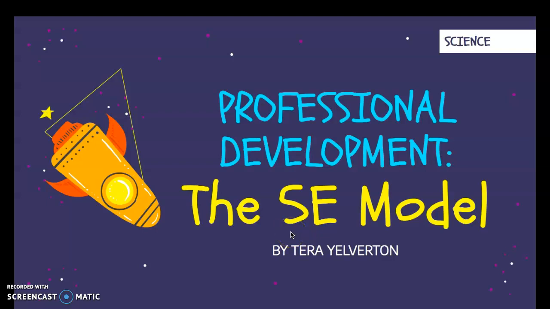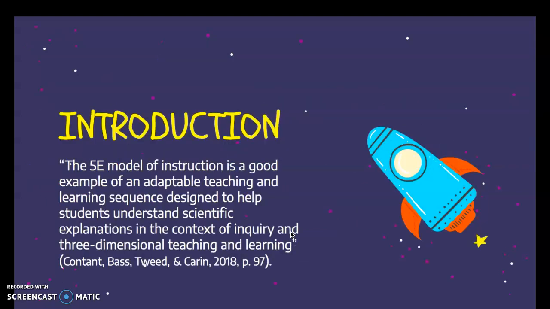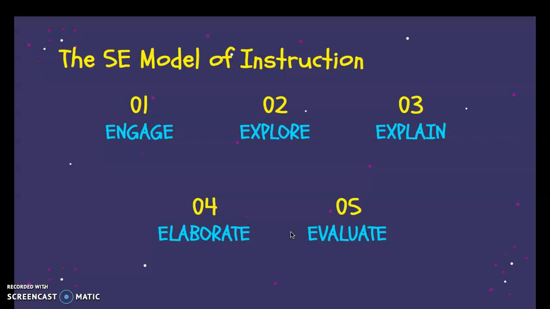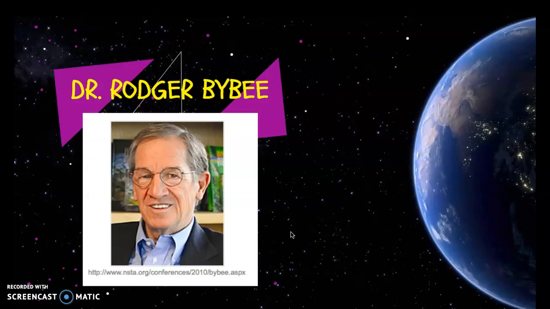This is Terry Yelverton, and my professional development is on the 5E model. The 5E model of instruction is a good example of an adaptable teaching and learning sequence designed to help students understand scientific explanations in the context of inquiry and three-dimensional teaching and learning. The 5E model of instruction includes an engage phase, an explore phase, an explain phase, elaborate, and evaluate.